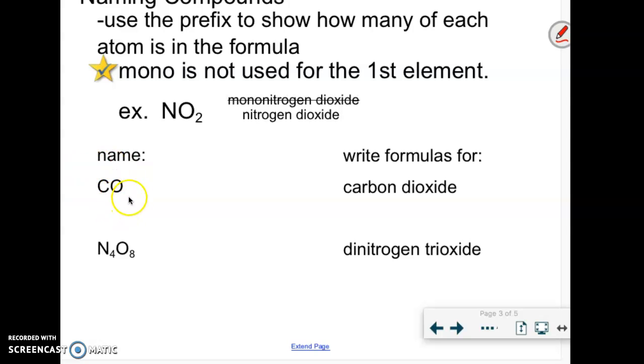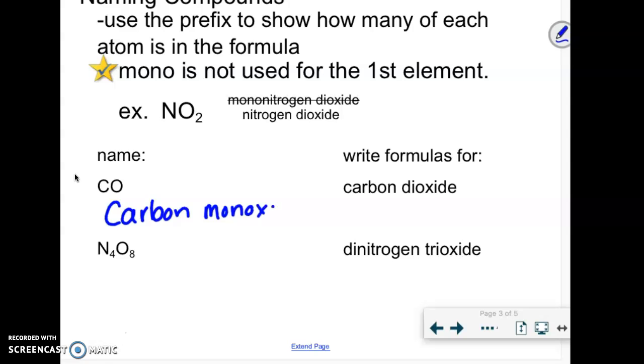So let's try this one over here, the C and the O. C is carbon. There is only 1 of them because there's no subscript right here, right? Do you see where I'm looking? I'm looking right here at this carbon. Okay, there's no subscript. So it's just regular carbon because, again, I don't use mono on the first element. There's also only 1 oxygen as well, but here we can use the mono.